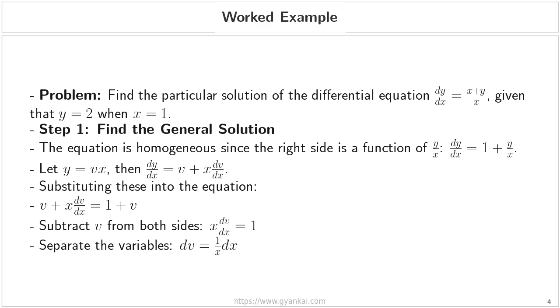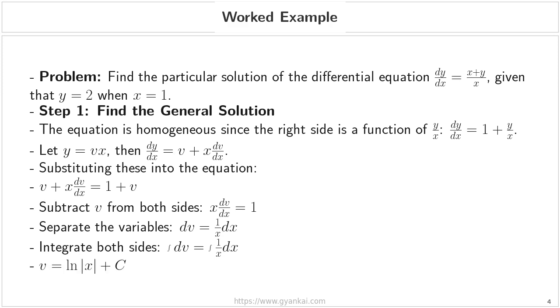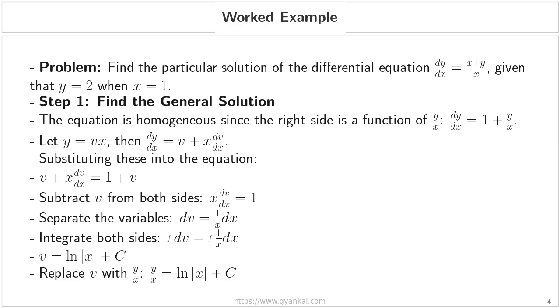From here, we need to separate our variables. We'll move the x to the other side, which gives us dv equals 1 over x times dx. With the variables separated, we can proceed to integrate both sides. Integrating dv gives us v, and integrating 1 over x with respect to x gives us the natural log of the absolute value of x, plus our arbitrary constant, so we have v equals natural log of the absolute value of x, plus c.